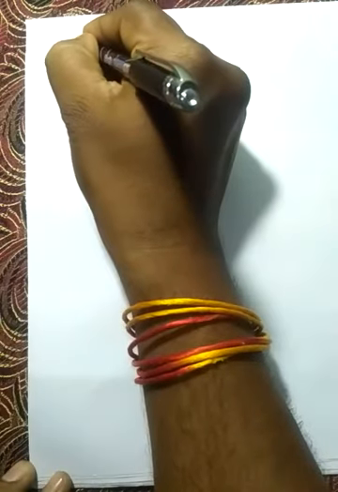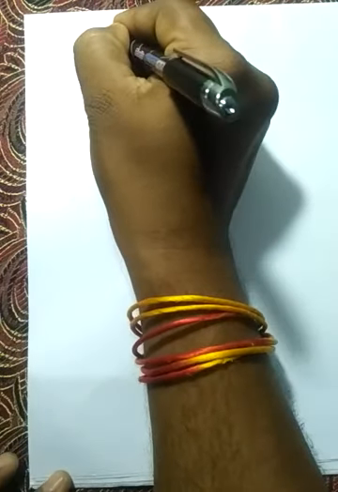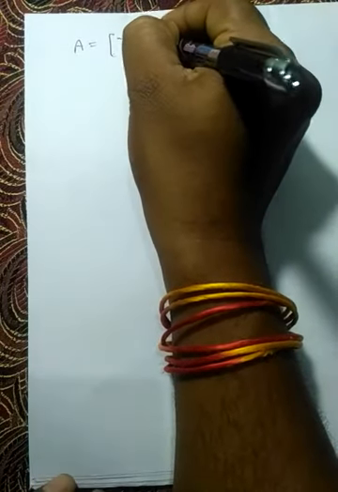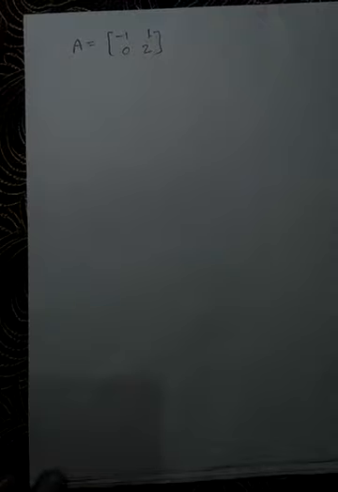Yesterday, we discussed some methods to compute STM, state transition matrix. Let's take another example to find the state transition matrix. Let us consider a matrix A as [-1, 1; 0, 2], and we have to find the state transition matrix.